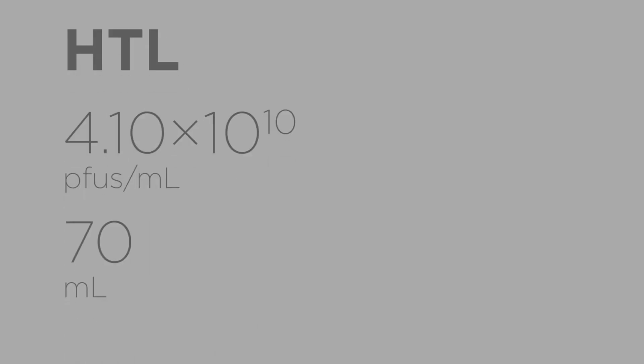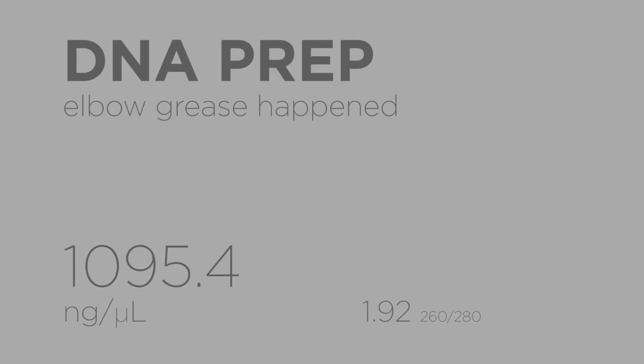I was able to get a titer of the HTL, 4.10 times 10 to the 10 plaque-forming units per milliliter. I had about 70 milliliters of this HTL, meaning I had a lot of phage to work with. I used this HTL to get the EMs you saw earlier and to begin DNA prep. My first DNA prep was rather difficult due to the columns getting clogged. However, it resulted in DNA that was extremely concentrated, which I was fairly happy about.